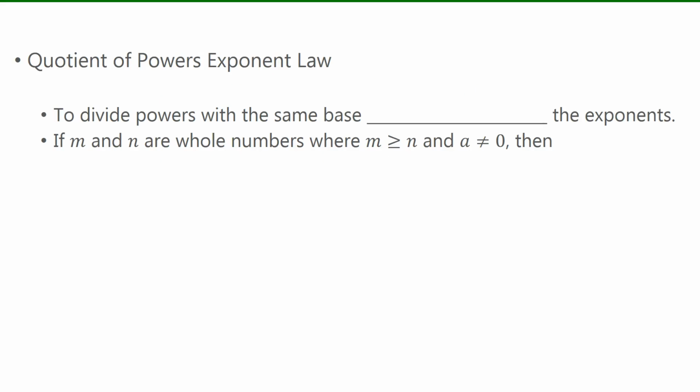So now let's look at the quotient of powers exponent law. Well, in words, we can say that when we divide powers with the same base, we subtract the exponents. And the mathematical definition states that if m and n are whole numbers, where m is greater than or equal to n, and a is not 0, then a to the power of m divided by a to the power of n is equal to a to the power of m take away n.